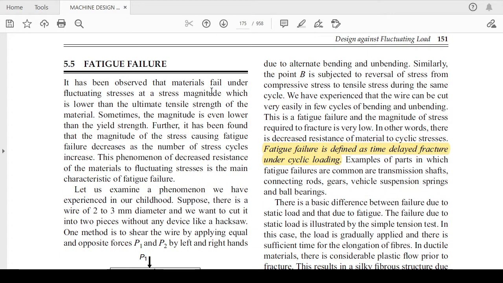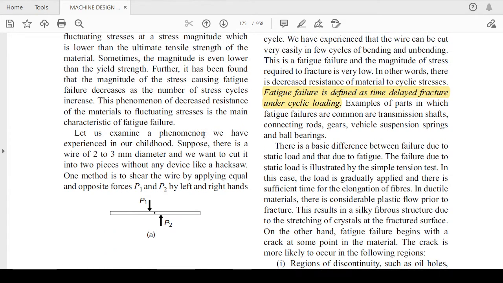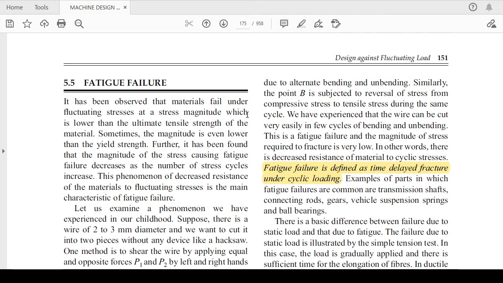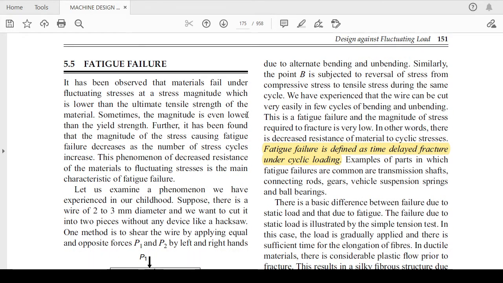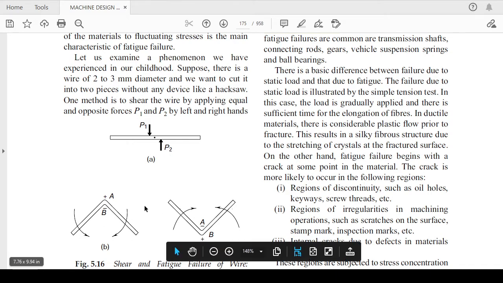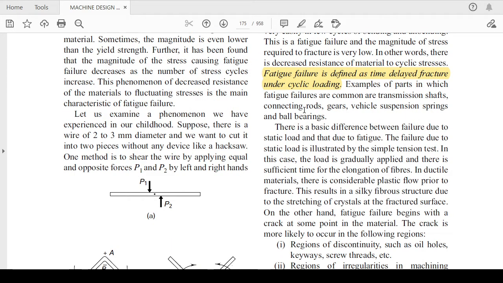So what do you understand by fatigue failure? Fatigue is when you apply a reversed load on a wire, so that you should not use any kind of cutter or any other tool. You just apply the reversed load for n number of cycles, and ultimately it will break, as you can see in the picture. Like there is a straight wire, if you apply the load P1 from the top and P2 from the bottom and apply it n number of times, then definitely it will fail, or break down, because of fatigue. So that's why fatigue failure is defined as a time delayed fracture under cyclic loading.